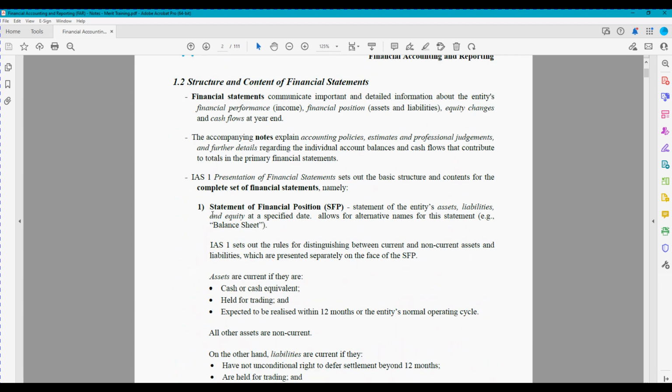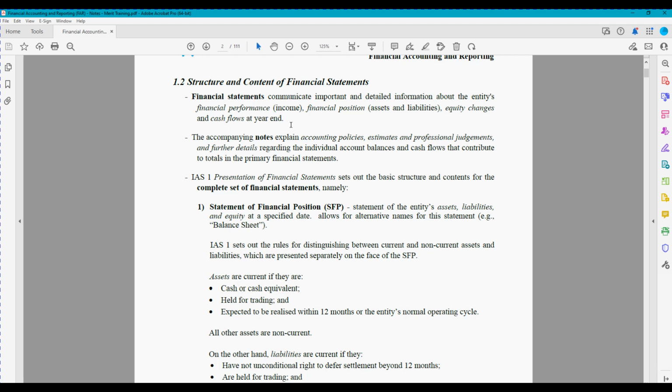Okay, so 1.2, which is the structure and content of financial statements. This talks about what is actually in the financial statements, what needs to be included in terms of structure. At a very high level, and you probably already know this by looking at financial statements before, essentially there's certain key categories which inform what reports are shown. By default, we need to show the income of the business. So it's a statement of financial performance.